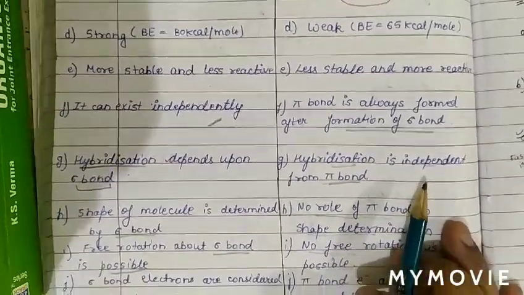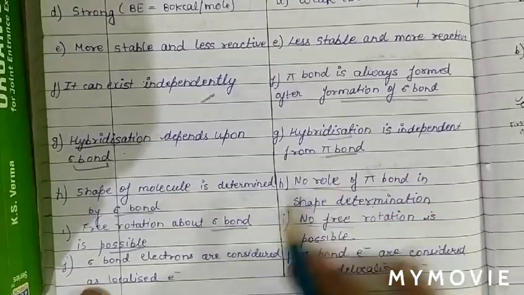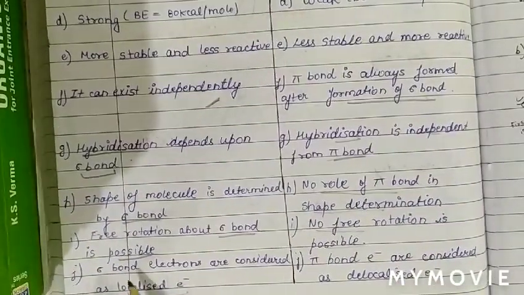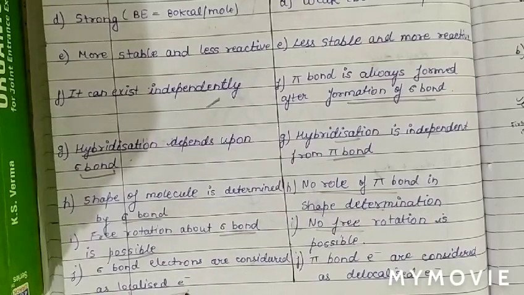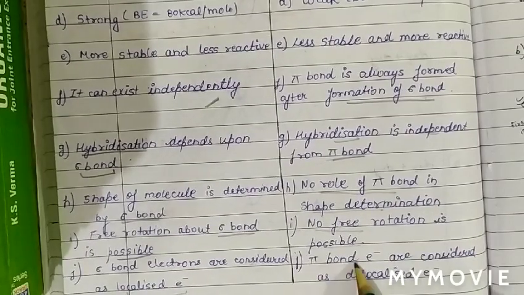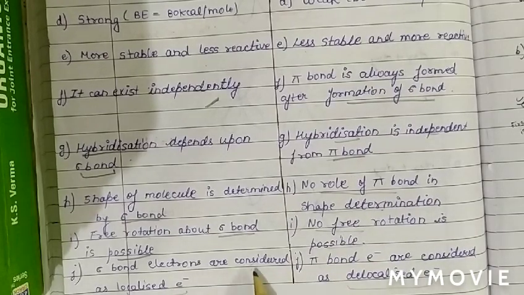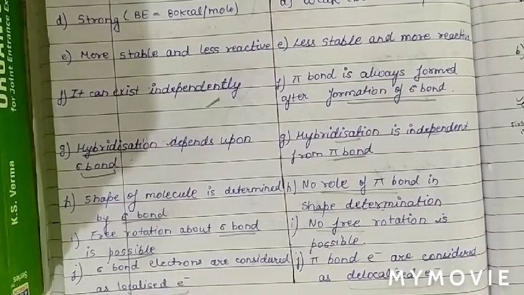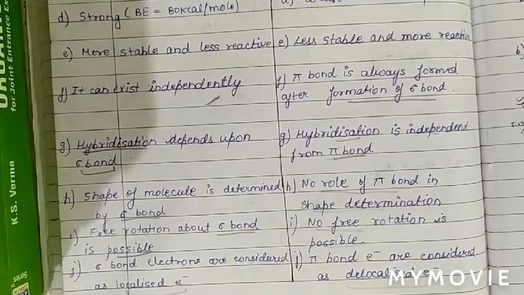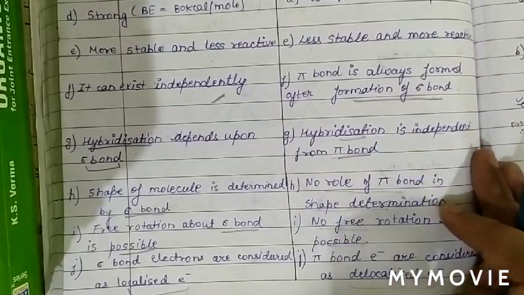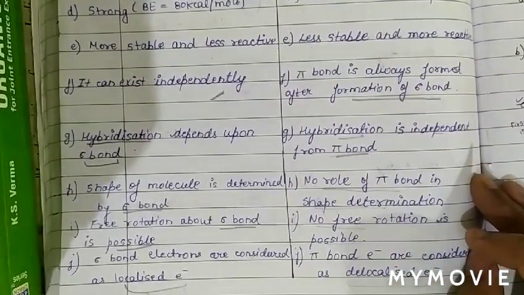See, sigma bond electrons are considered as localized electrons, while the pi bond electrons are considered as delocalized, so they can move easily, while the sigma bond electrons are localized or fixed. So these are the basic differences between sigma bonds and pi bonds we have discussed.